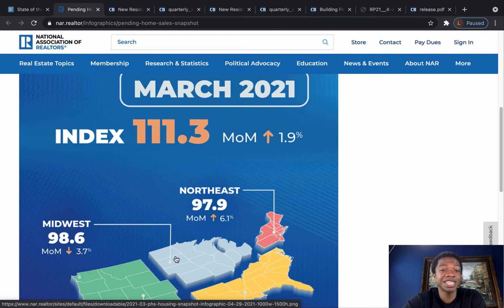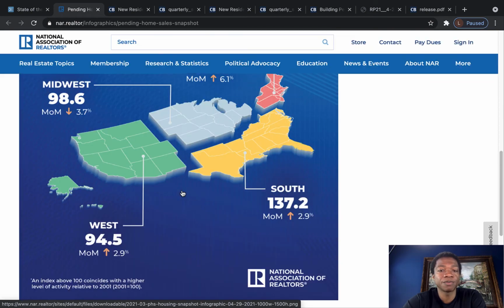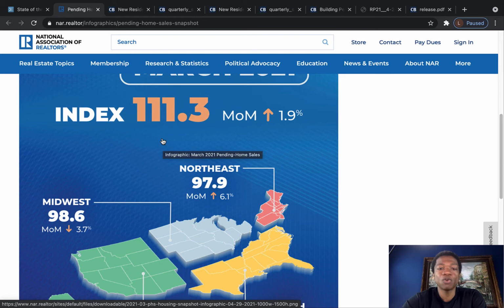And so we can see that 2021, we're up 11.3% from where we were in 2001. And so again, you can see that home sales are up.